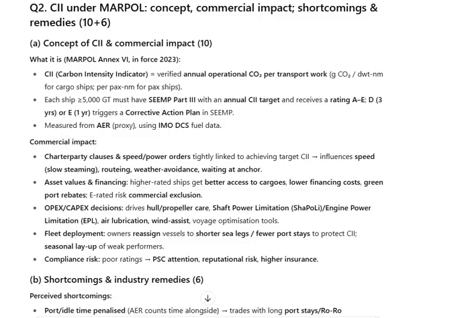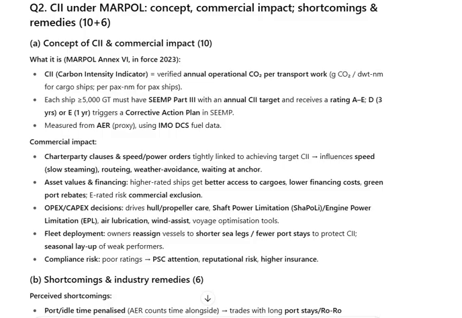Again, the carbon intensity indicator is basically the annual operational carbon dioxide per transport work, that is gram CO2 per deadweight nautical mile. Every ship above 5,000 gross tonnage should have a Ship Energy Efficiency Management Plan Part 3 with the annual CII target, graded from A to E. D for 3 years or E for one year triggers a corrective action plan in the SEEMP. Right. All the data comes from IMO DCS.